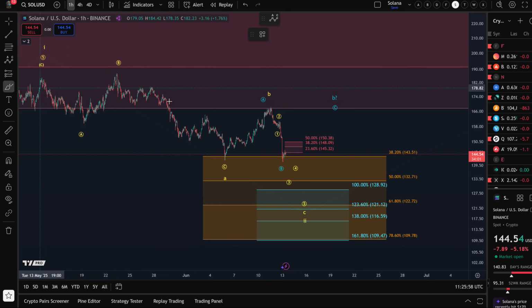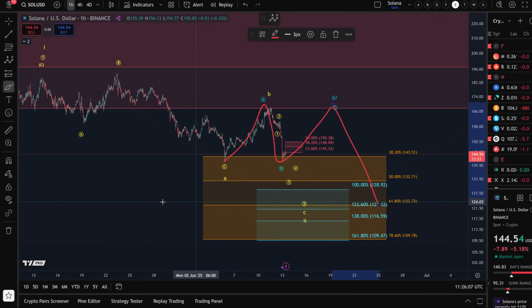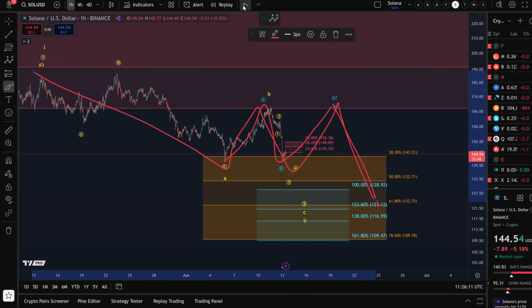So what can always happen is that this was just the A wave, this was the B wave, and we get a C wave up, 3 waves up, a more extended B wave, and then we come down. So A wave down, B wave up, C wave down. When can we confirm that?